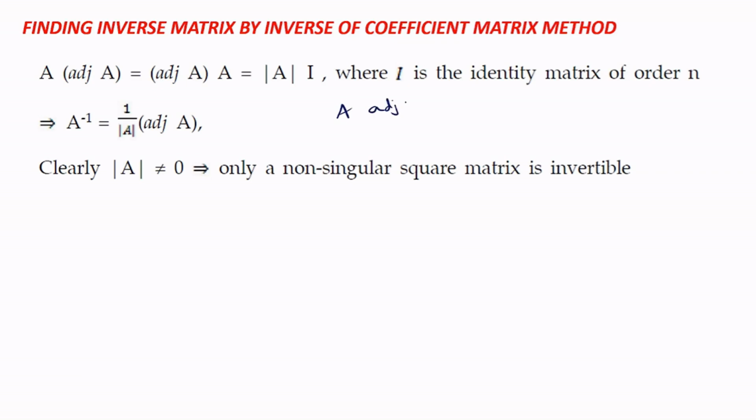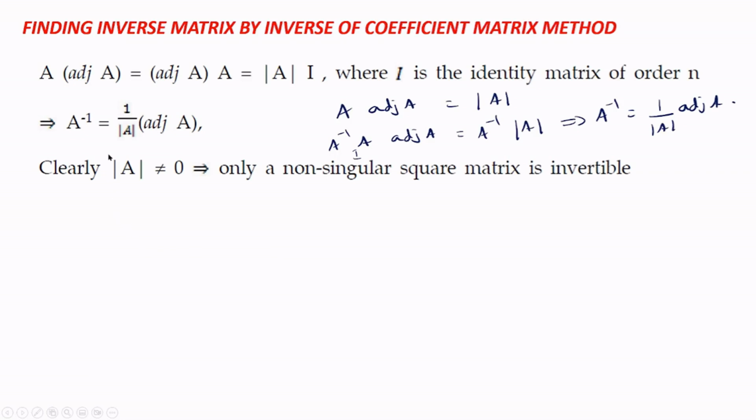So here, if we consider A into adjoint of A equal to determinant of A, now let us pre-multiply both sides by A inverse. So A inverse A adjoint of A equals A inverse into determinant of A. Here A inverse A will be equal to I. So from this we get A inverse equal to 1 by determinant of A into adjoint of A.